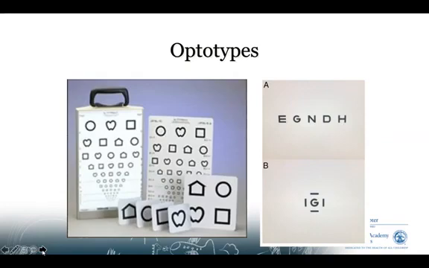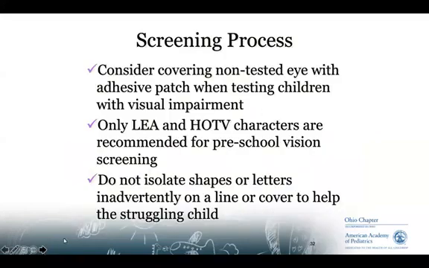Usually once kids get to be school age, we use the typical letters, like there in example A, you can see E, G, and D, H. So consider covering the non-tested eye with an adhesive patch when testing children with a visual impairment. That may just help keep their other eye from taking over and trying to see and get around the eye cover.